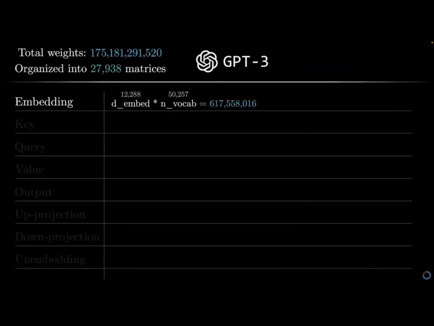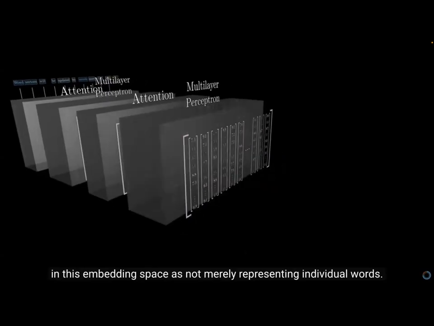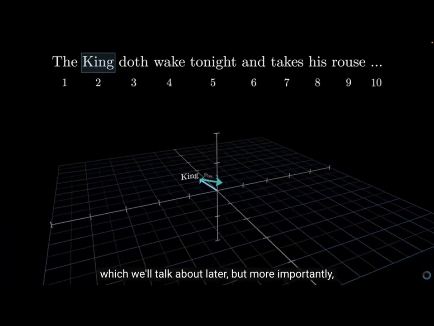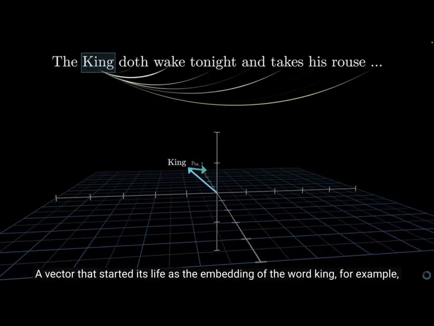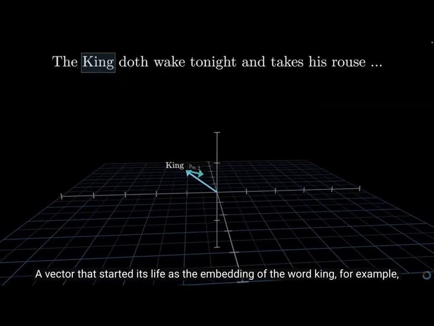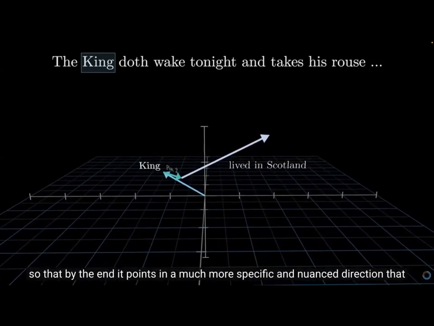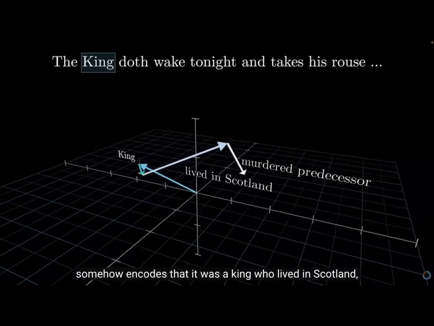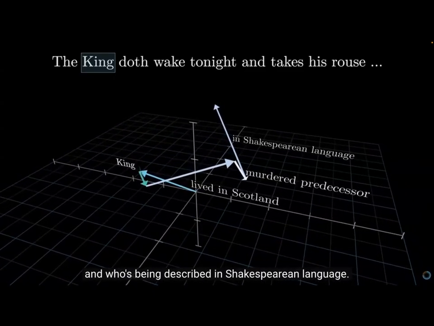In the case of transformers, you really want to think of the vectors in this embedding space as not merely representing individual words. For one thing, they also encode information about the position of that word, which we'll talk about later. But more importantly, you should think of them as having the capacity to soak in context. A vector that started its life as the embedding of the word king, for example, might progressively get tugged and pulled by various blocks in this network, so that by the end it points in a much more specific and nuanced direction that somehow encodes that it was a king who lived in Scotland, and who had achieved his post after murdering the previous king, and who's being described in Shakespearean language.